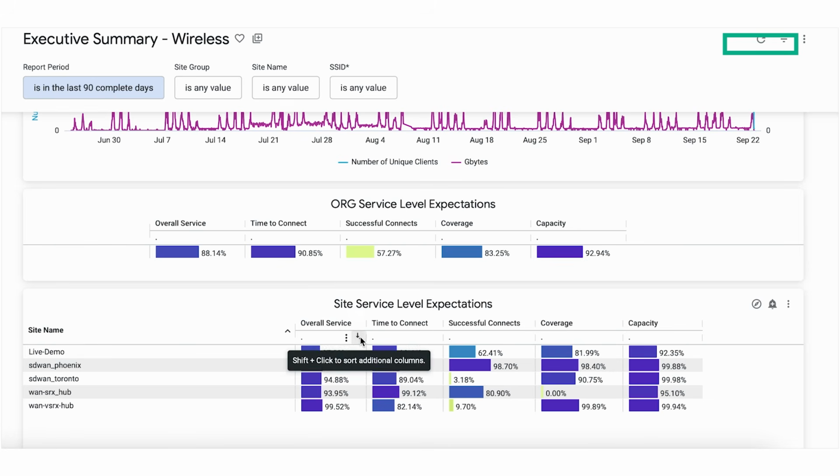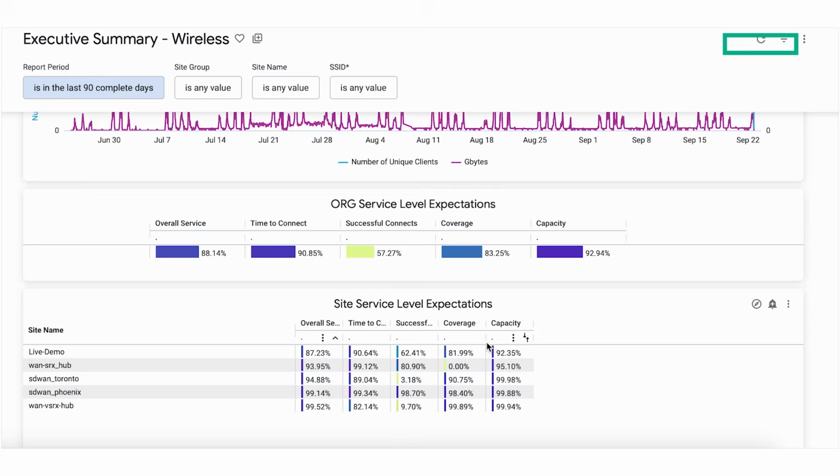Premium Analytics allows us to look at that for, say, a number of weeks, and it allows us to ensure that what we are saying is the behavior of the network is in fact the behavior of the network.